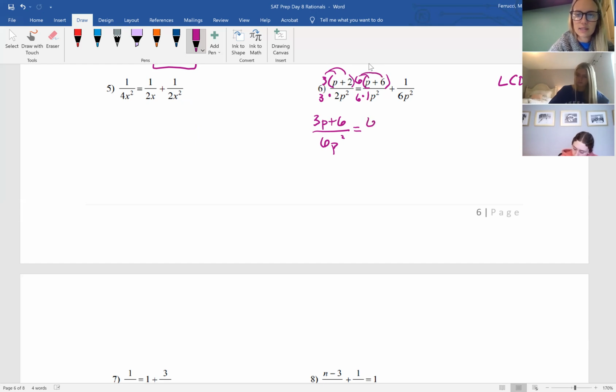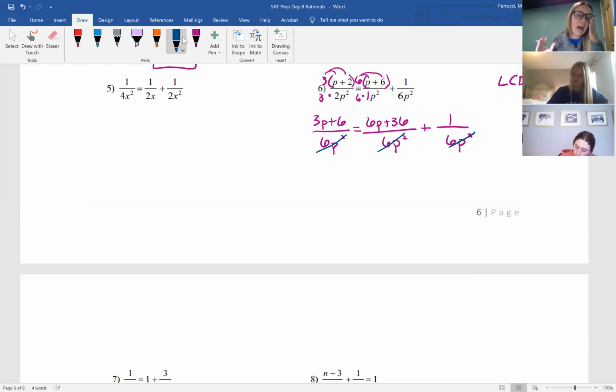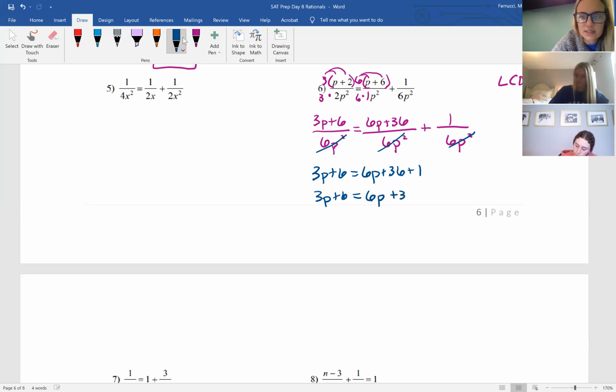That next part is 6p plus 36 all over 6p squared plus 1 over 6p squared. They all have 6p squared, so those can just go away. Since they're all in common, you could just get rid of those. And then you can just focus on the numerator. So we get 3p plus 6 equals 6p plus 37.